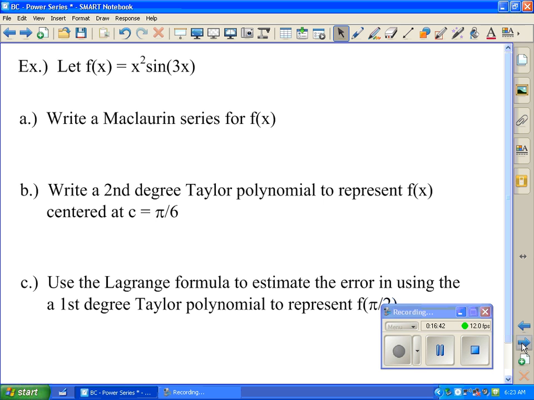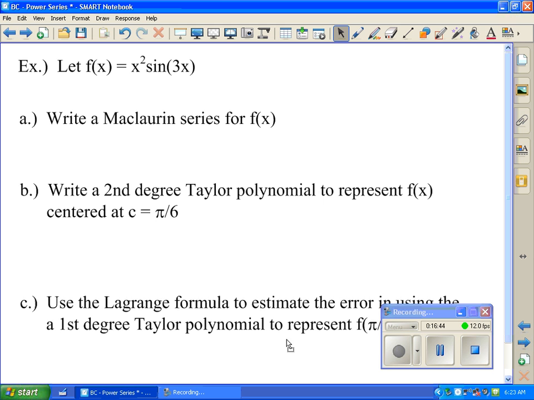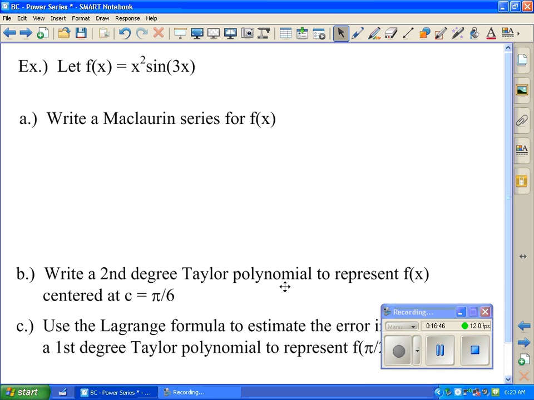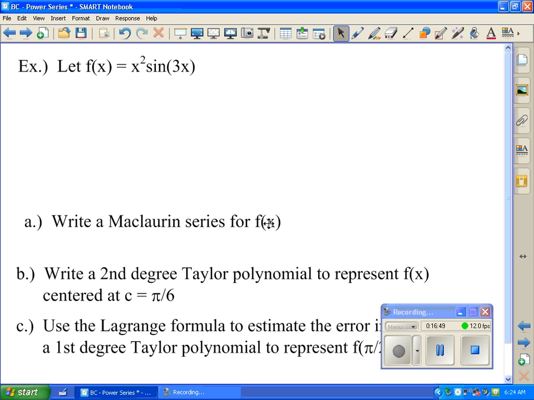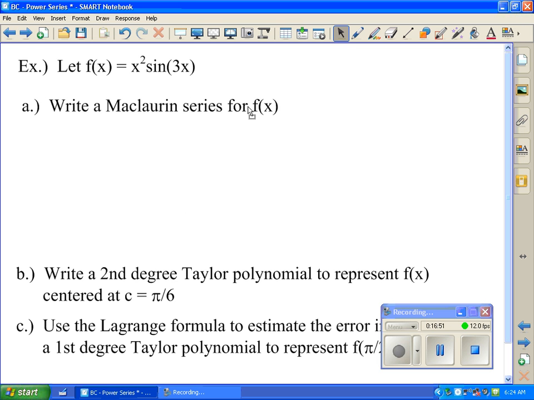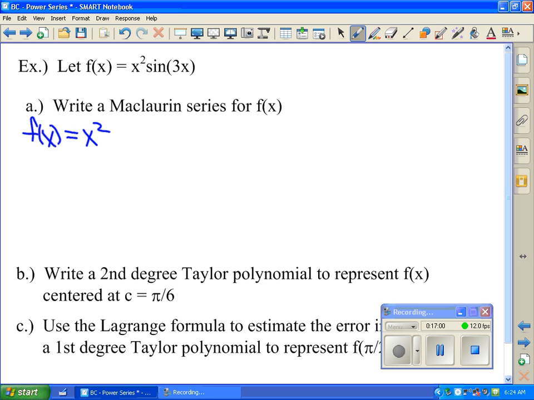I'm going to do something similar, but not quite overkill with x squared sine 3x, just to kind of emphasize the different summations that I want to recommend that you memorize. So, let's start with writing the Maclaurin series for this. f of x equals x squared. Sine x is one of those series that I told you to memorize. n equals 0 to infinity, negative 1 to the n, (3x) to the 2n plus 1, all over (2n plus 1) factorial. But again, that's not quite in power series form.